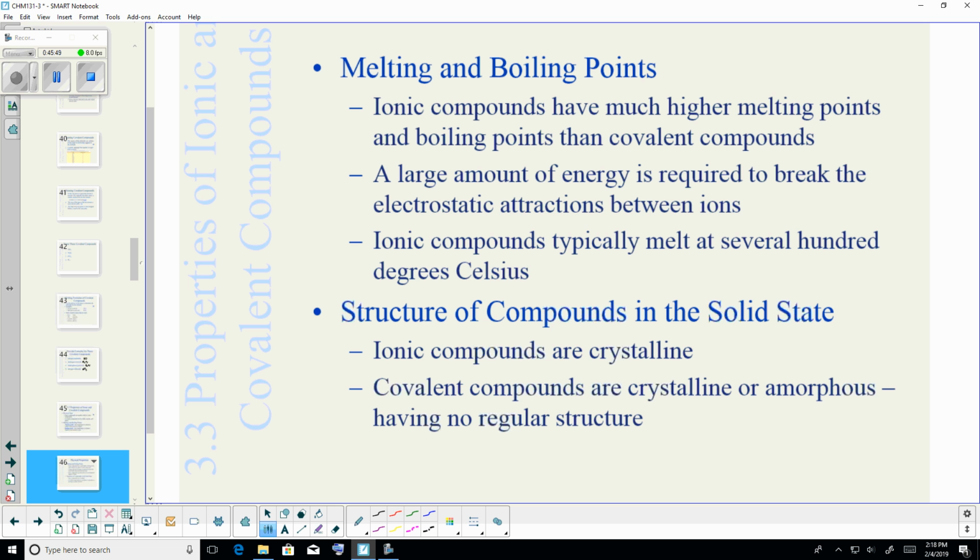So remember I told you silicon dioxide, quartz, that's a crystal. You can have it cut, made to look like a diamond or whatever. Or you can melt it and cool it slowly and you'll get glass. Glass is amorphous, has no regular structure to it.